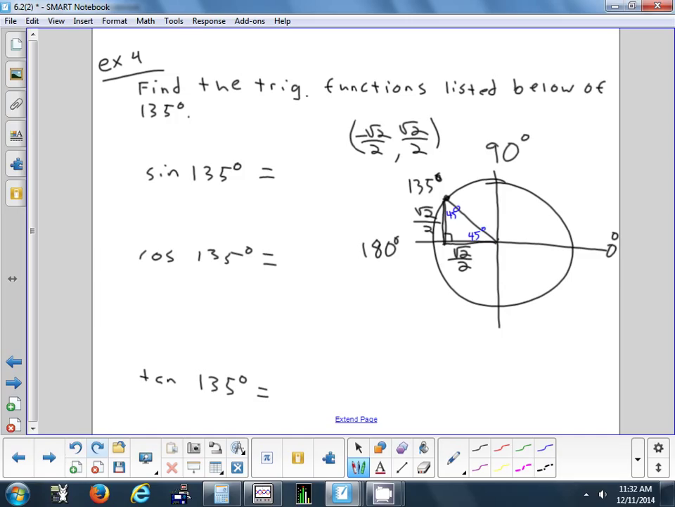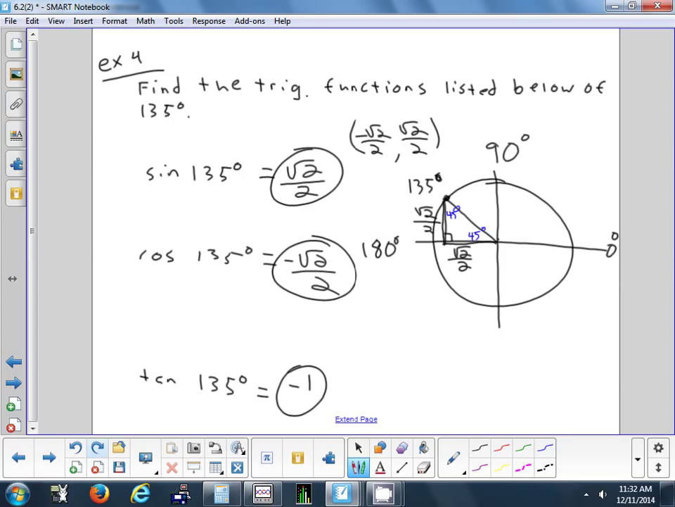So my sine, Brianna, what's my sine here? Square root of 2 over 2. Okay, my cosine, James? Negative square root of 2 over 2. And my tangent, yeah, negative 1. Yep, you're dividing y by x, and they're the same except for their signs. So two numbers that are the same except the sign's different, it's a negative 1. If you needed the other three, you just flip your sine to get your cosecant, cosine, flip it to get secant, tangent, flip it to get cotangent.